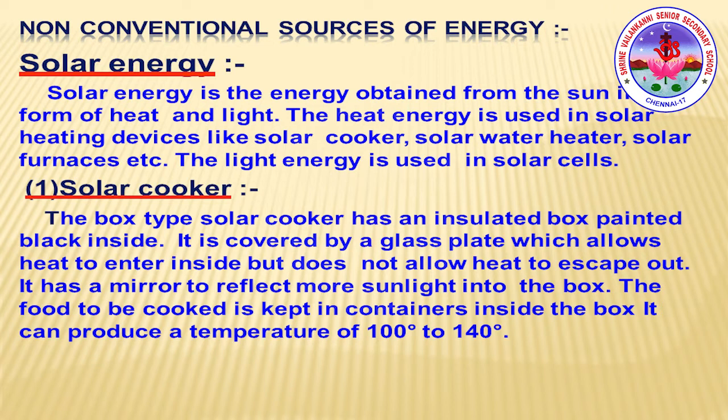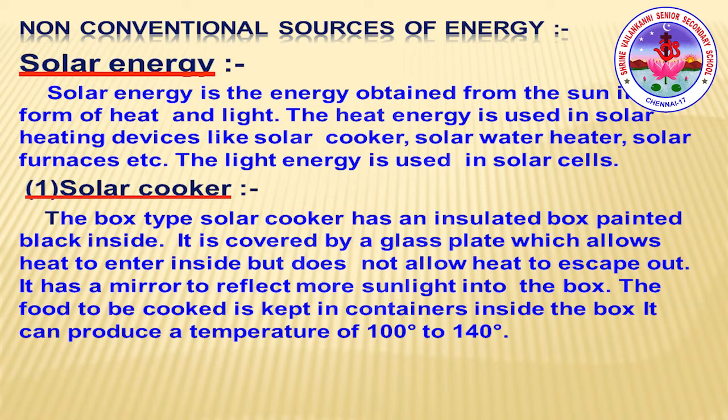First we can see solar energy. The solar energy is the energy obtained from the sun. It is in the form of heat and light, right? So the heat energy is used in solar heating devices like solar cooker, solar water heater and solar furnaces and all. We know that we are using them in the home also, right? The light energy is used in solar cells.